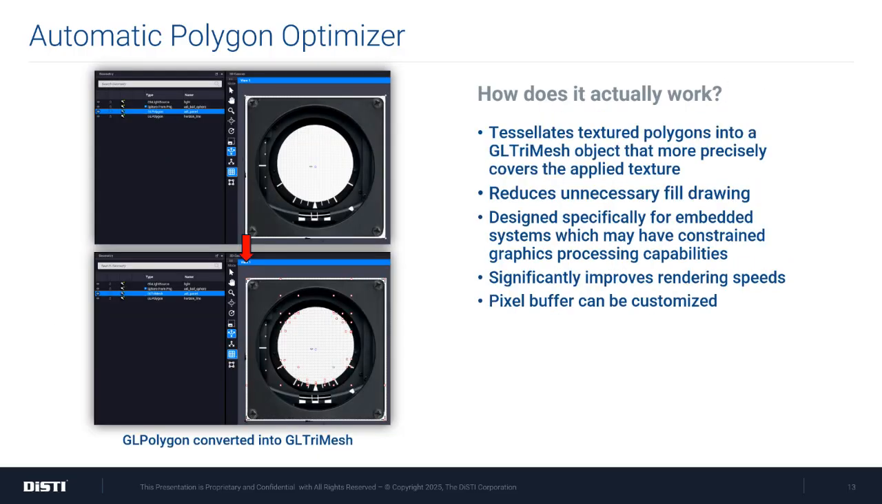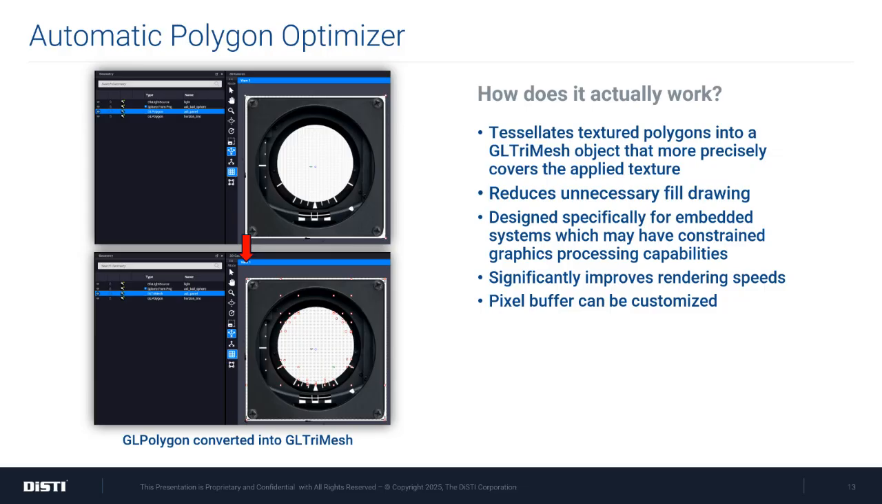You may be wondering how the script actually works, and I'm going to explain that now. In essence, an algorithm is performed that tessellates textured polygons into a GL trimesh object that more precisely covers the applied texture. The purpose of this is to reduce unnecessary fill drawing, which significantly improves rendering speeds. This is key on embedded systems, which usually have more constrained graphics processing capabilities.